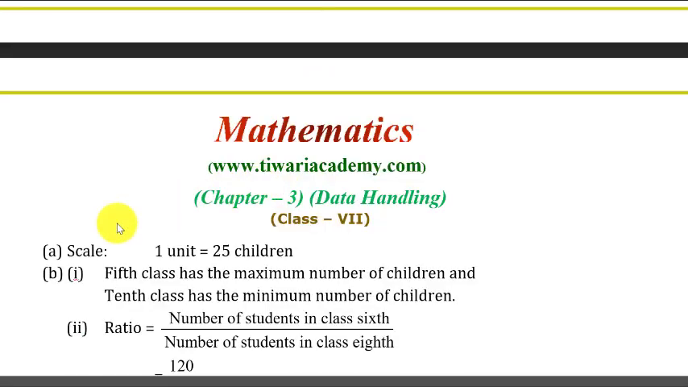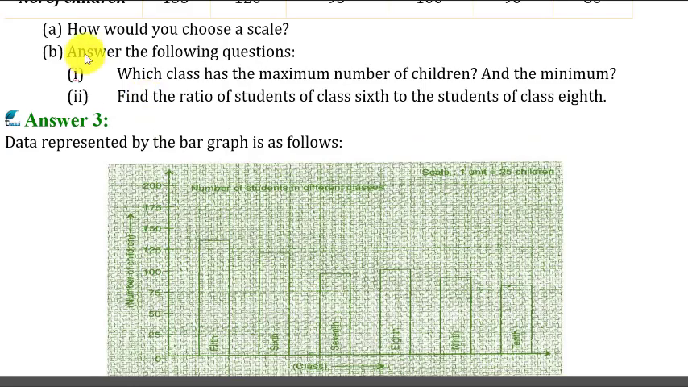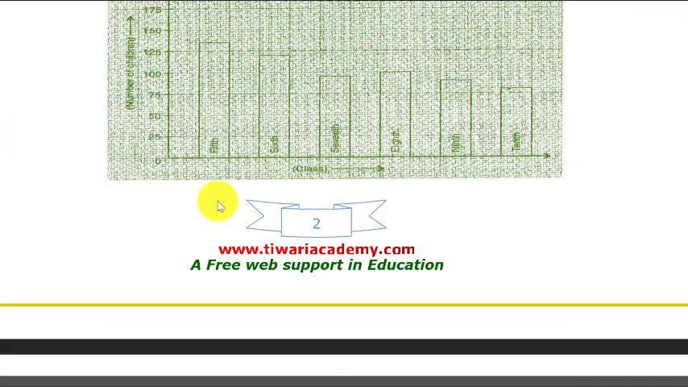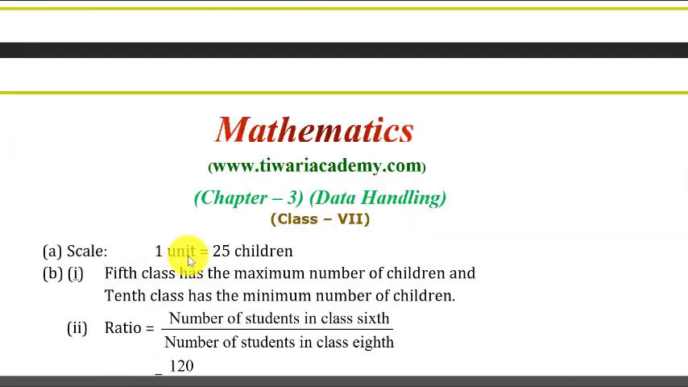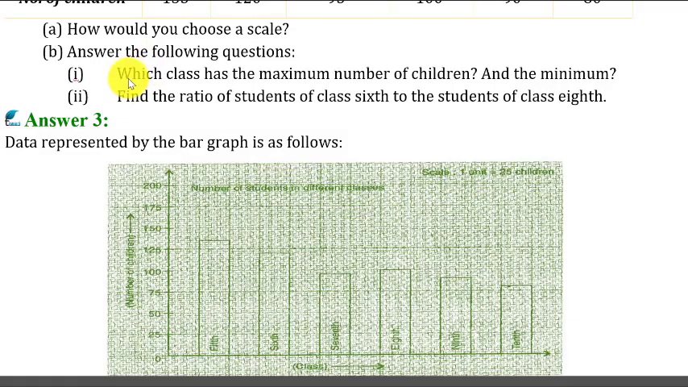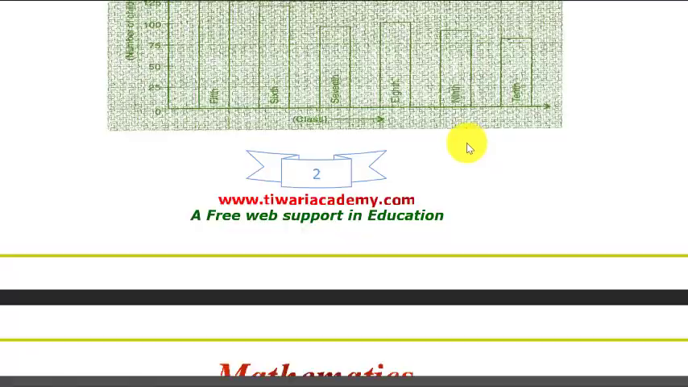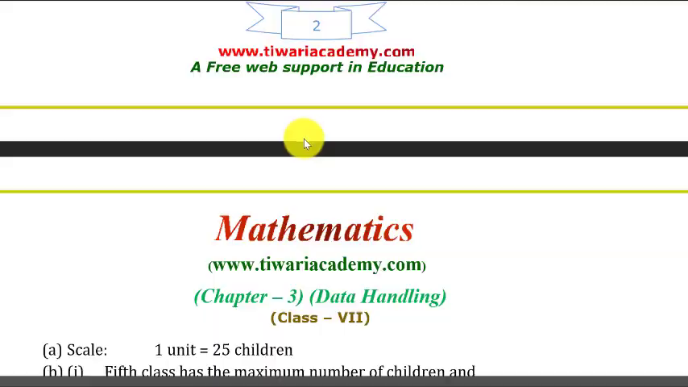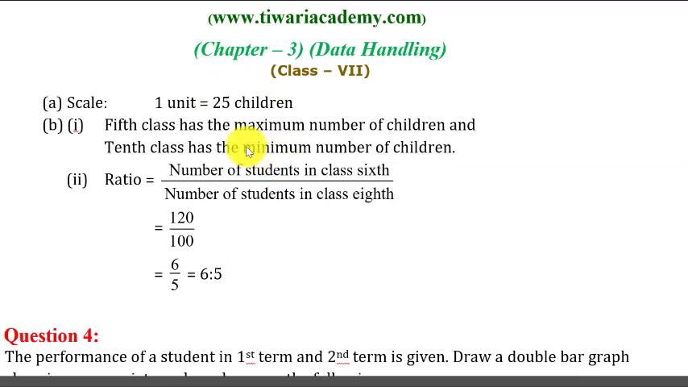So then by help of that, we can write the answers for the first one. The given question was how would you choose a scale? We choose a scale here of 1 unit equal to 25 children. And second, the two more sub-questions are there: which class has the maximum number of children and minimum? By observing this graph or given data, we can say that 5th class has the maximum number of children, which is 135, and the 10th class has the minimum number of children, which is 80.